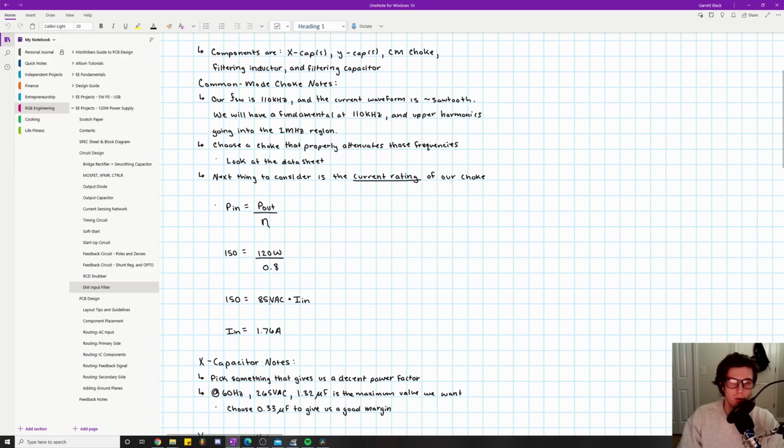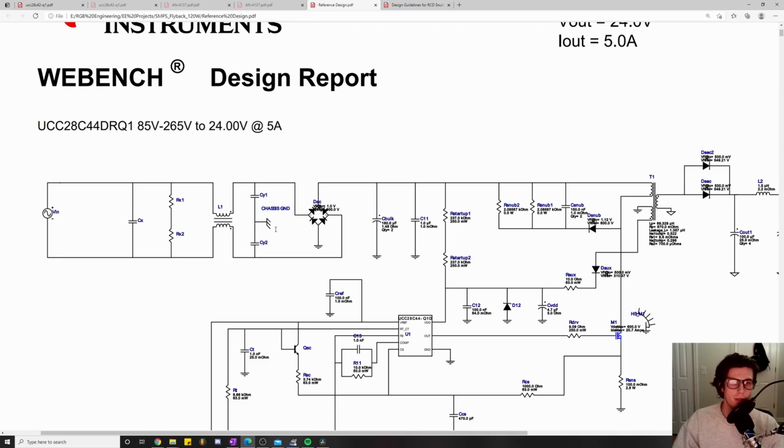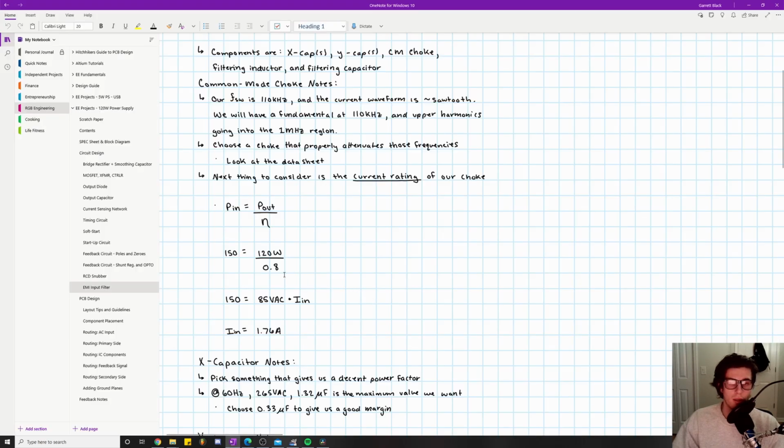Here's the reason we're using 85 volts AC for our Vin value and not 120: this choke goes before the rectifier. So we're not dealing with a rectified 85 volts, which would be 125 volts DC. We're dealing with 85 volts AC as our minimum input voltage. So that's the amount of current we'll be dealing with for our maximum input current. You need to make sure your common mode choke is rated above 1.76 amps.